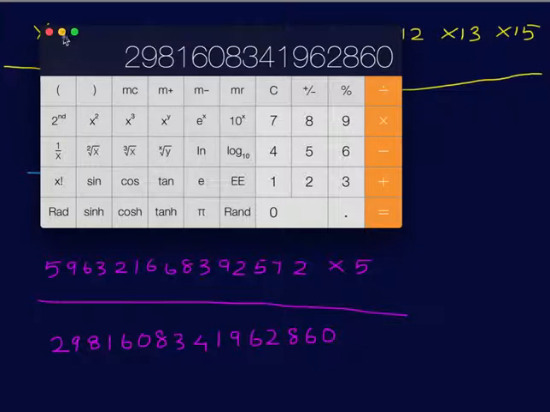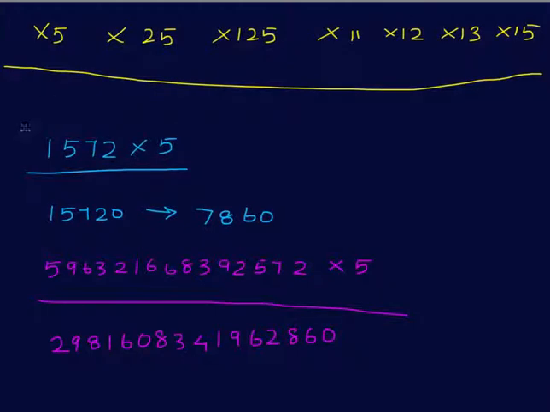So you see the benefit of it. The larger the number, the easier it is. The larger the number, the more you will understand the effectiveness of this technique. Okay, so now we are done with 5. Now let's move on to multiplication with 25.